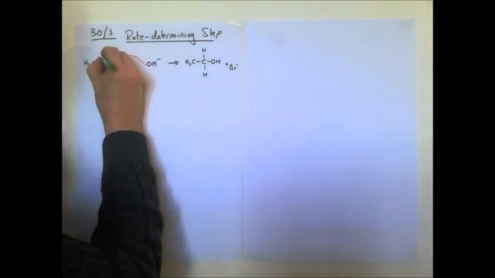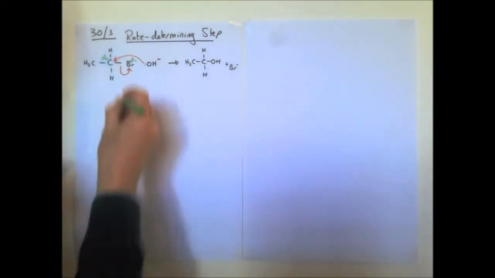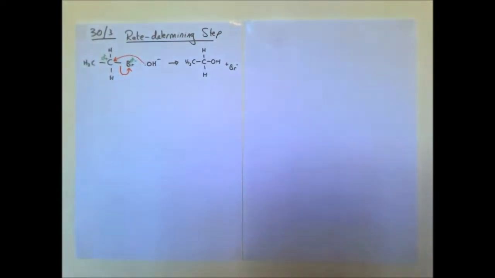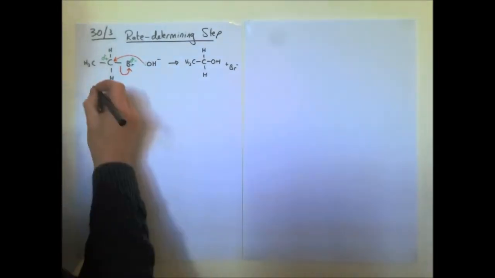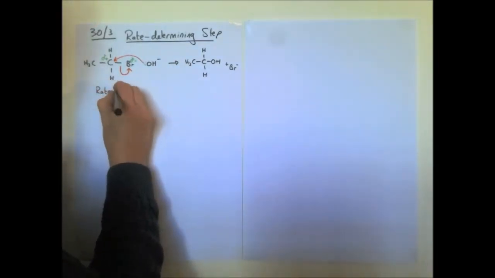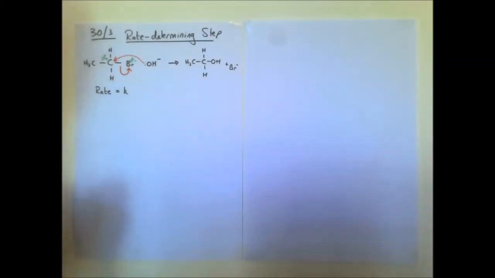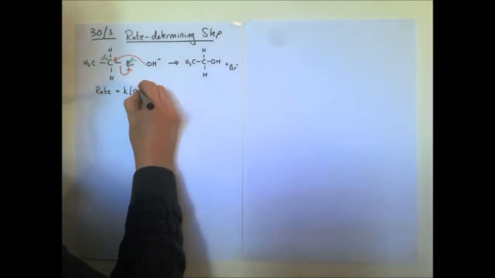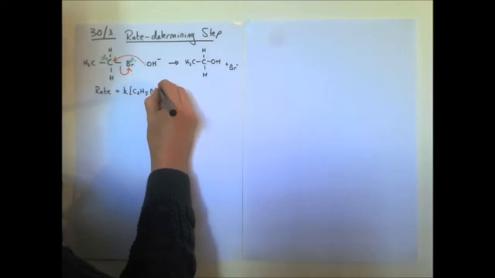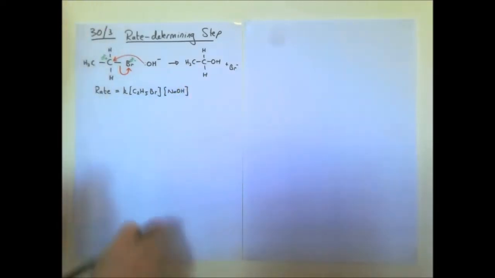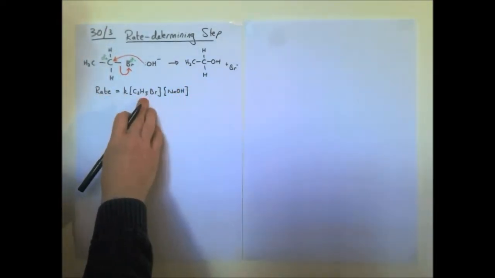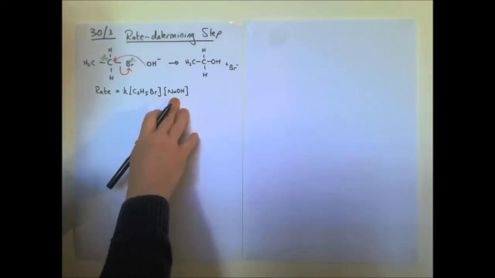Why? Because it's got a tiny or partial positive charge from the electronegative bromine there. So if I was to do an experiment where I collected rate data, then we would determine that, let's say I'm using sodium hydroxide, the rate is first order with respect to bromoethane and first order with respect to NaOH.